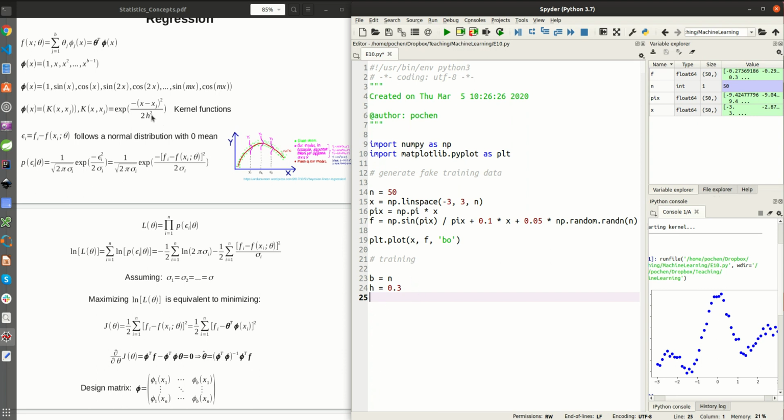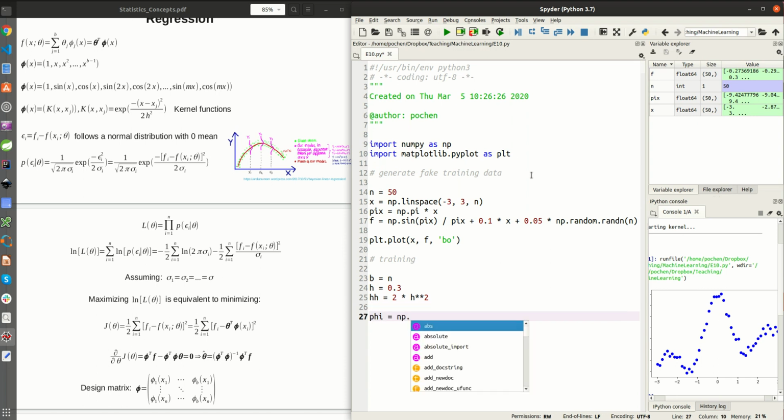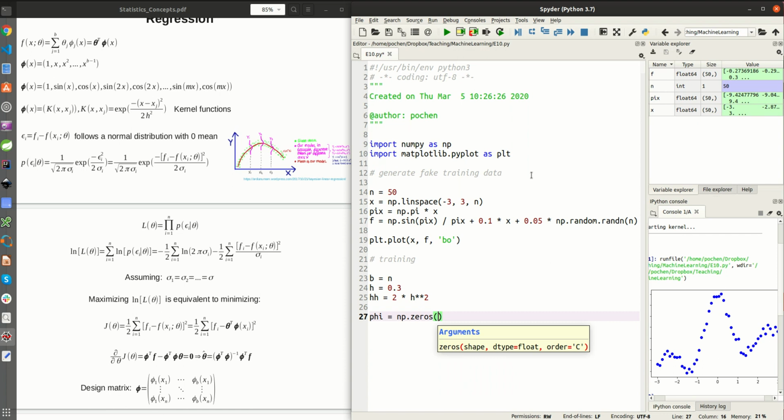But we are not going to use h directly. It's going to be 2 times h squared. So let's call it H. H is going to be 2 times h squared. That's going to be the number that we have to stick into the kernel functions. And now let's allocate the memory for phi. Phi is np.zeros with n rows and b columns. In this case b equals n, so it's going to be a square matrix.